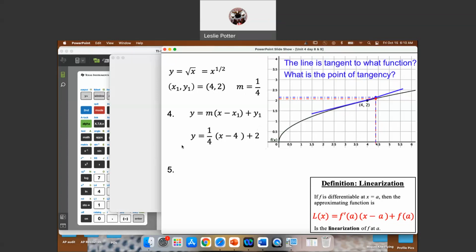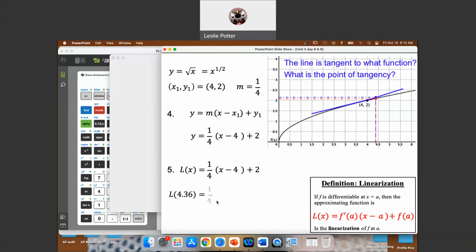And that's totally okay. College Board doesn't care which one you use, but you do need to be familiar with this because College Board uses this and your textbook will use it as well. So let's just use it for step 5. So my L of x is 1/4 x minus 4 plus 2, right? It's exactly the same as the tangent.